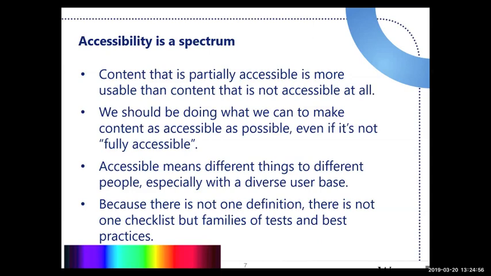And if you see something that says my content is 100% accessible, then it should make you a little bit curious about what that means, because there's not really any way to make things 100% accessible, because that probably means they have not tested things with real people, or they don't have a full grasp of what accessibility means. And it also means that there's not really a checklist, but there are a family of tests and a number of best practices. It also means it depends who you talk to.